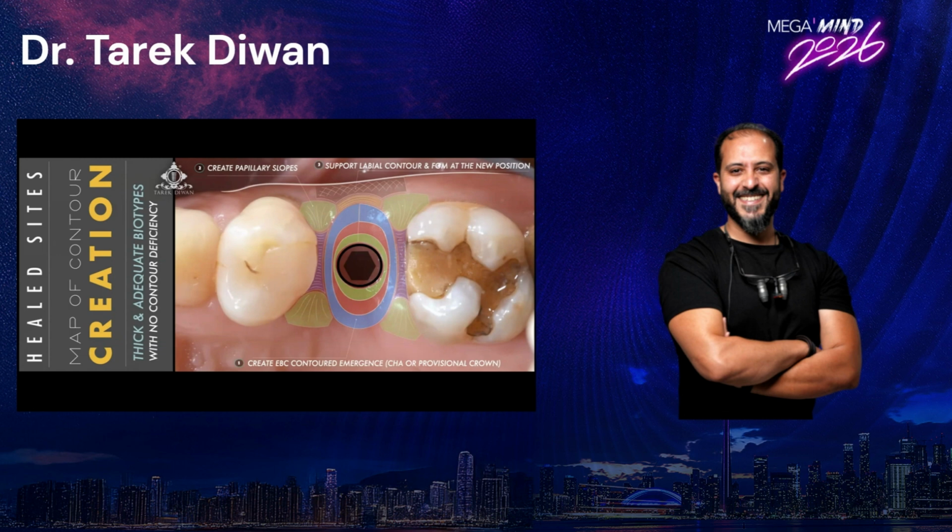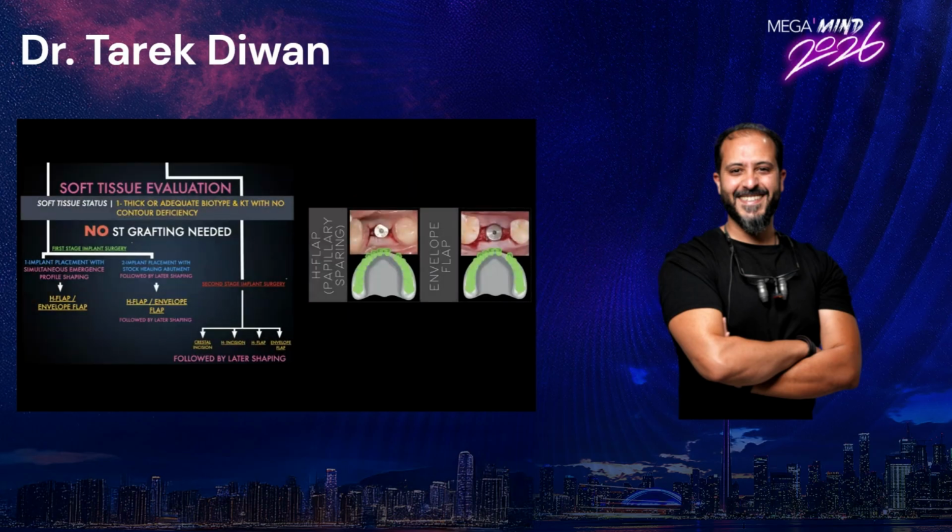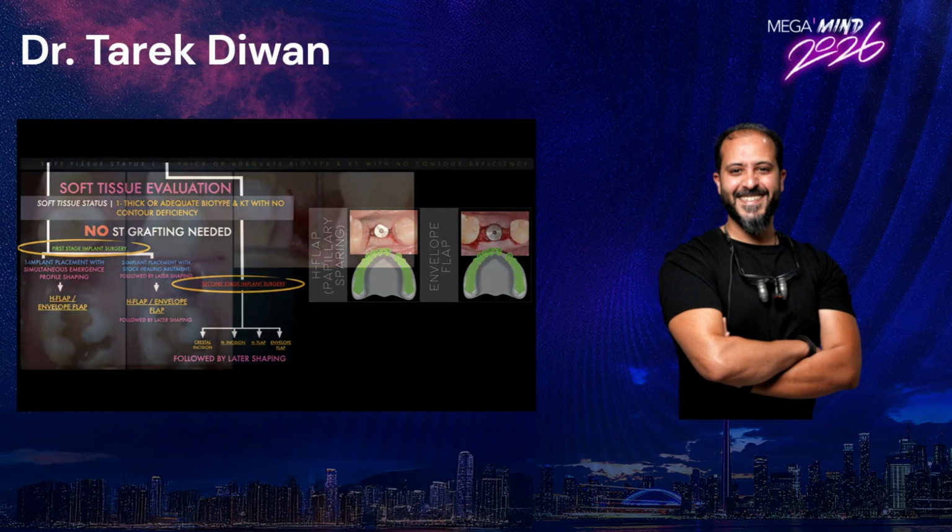The advantage of such tissue is that with the labial tissue displacement while shaping the tissue, the shaping won't exceed the quantitative tissue threshold, and it will result in an ideally contoured crown. That can be done with an edge flap, which is a papillary sparing incision, or an envelope flap, on the first stage implant surgery or on the second stage surgery.